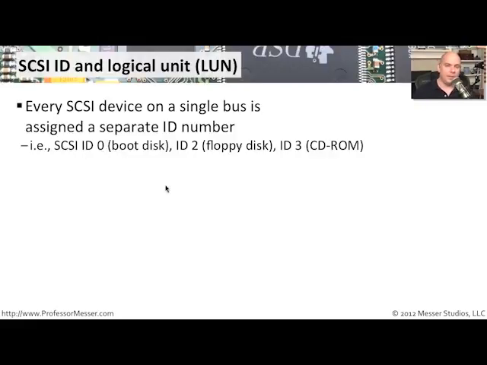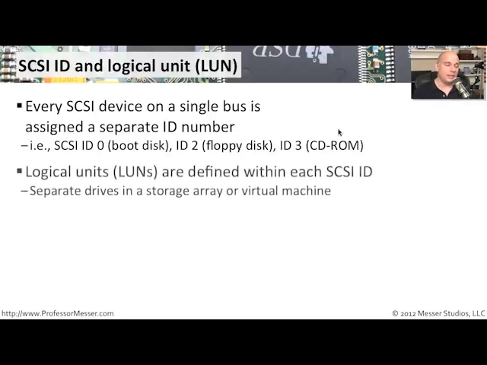If there's a floppy disk or a scanner or an optical device, we might assign that a number 2. If there's a CD-ROM, we might assign that with a SCSI ID of 3. There's also a concept within SCSI connections called a logical unit.